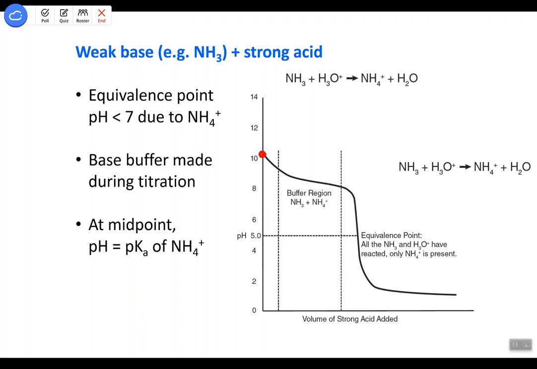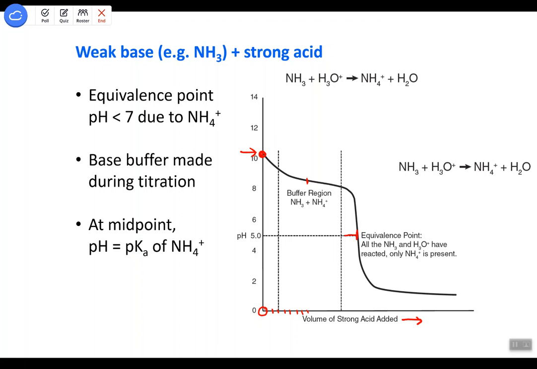We can plot out our experiment starting with 0 amount of our strong acid and add drop by drop to the weak base in our Erlenmeyer flask. So we start out with quite a basic pH because we only have the weak base in our Erlenmeyer flask. And we add drop by drop, and I'm going to go right about to this point here. At this point, I'm halfway to the equivalence point.